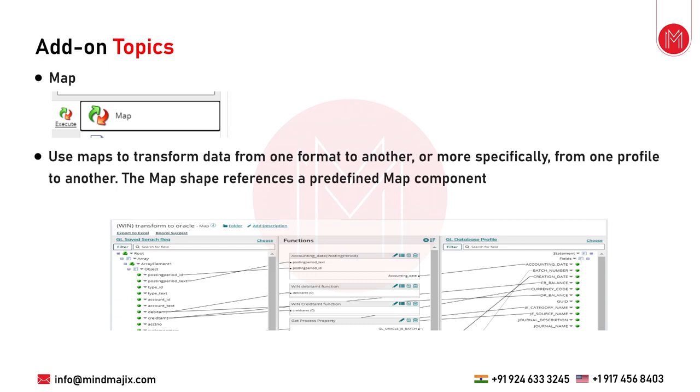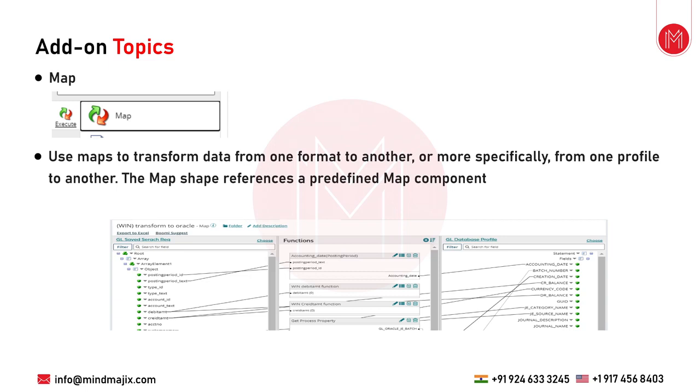So these are a few examples in Boomi of how it looks. Let's say, for example, Execute shapes. Under Execute shapes we have a Map. So how will the map look, and what is the map doing? Basically, the map is doing the transformations.